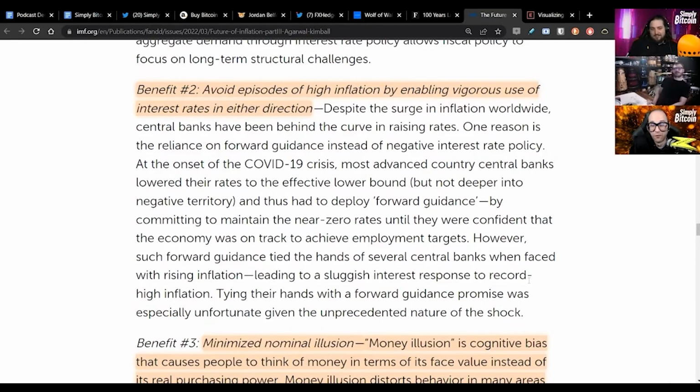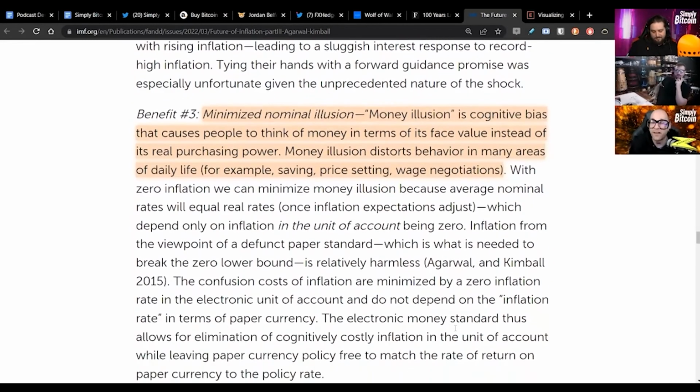All right, here we go. Benefit number 2, avoid episodes of high inflation by enabling vigorous use of interest rates in either direction. So what do you think about this? We are currently going through the highest inflation in 40 years. They couldn't do it with any of the tools now. Do you honestly think that by making the cash electronic, we're simply going to avoid this? This is psychotic dream nonsense. It makes no sense.